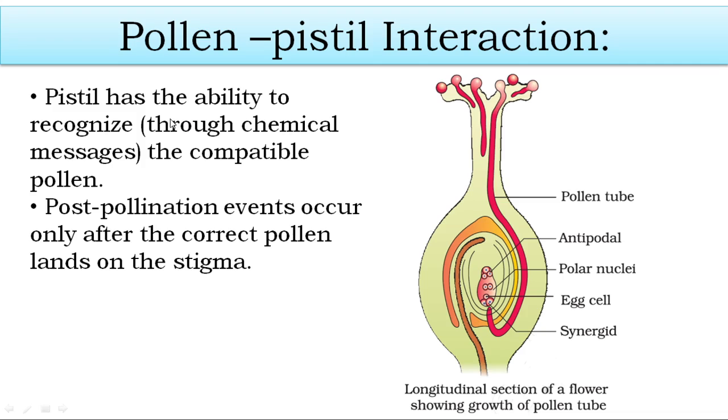Now the second topic of this particular video is pollen-pistil interaction. We have already discussed pollination, in which we have seen the transfer of pollen grain from the anther to the stigma of the pistil. Now the pollen grain, after landing on the stigma, undergoes certain changes, and these changes are brought about by pollen and pistil interaction. The pollen and pistil interact. And how do they interact? The pistil, or the female reproductive part, has the ability to recognize the compatible pollen.